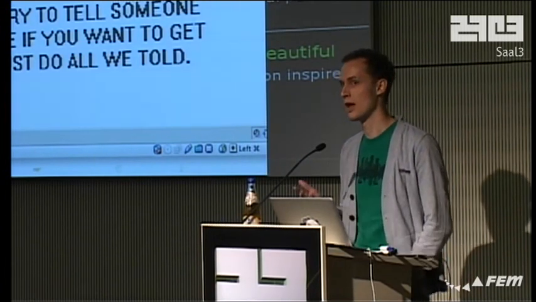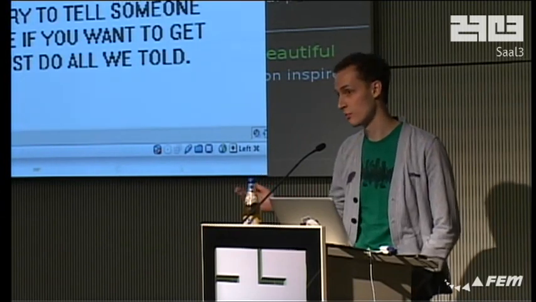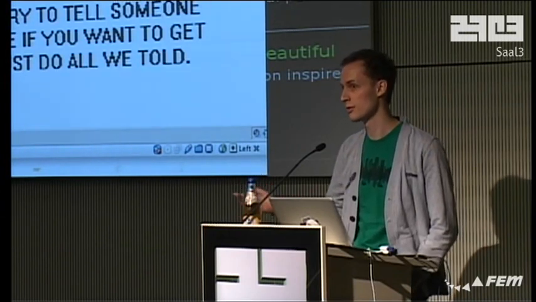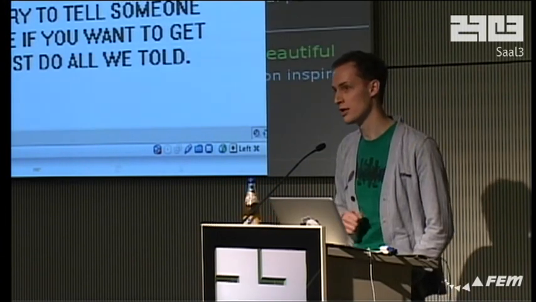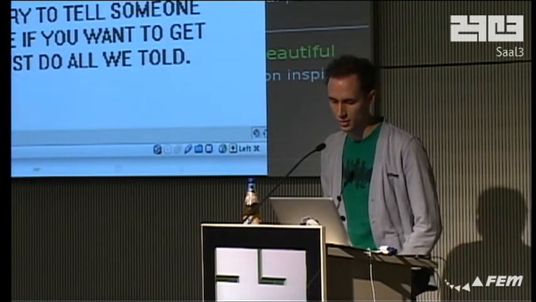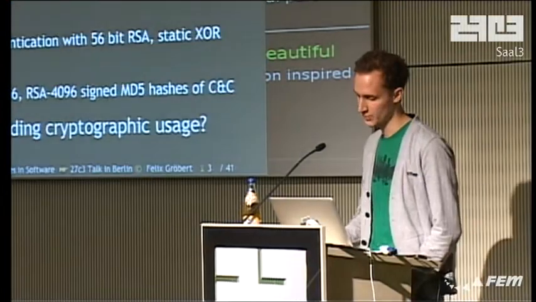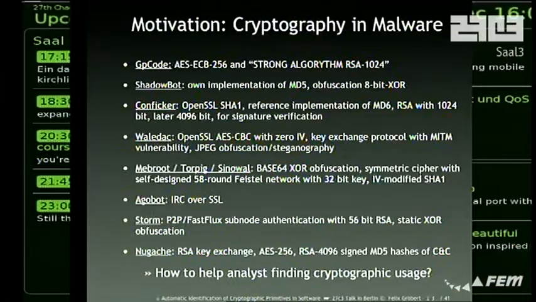Ransomware is malware which wants you to send them money, and if you send them money, you get a cryptographic key and maybe also a tool to decrypt your documents, for example your PDFs and text files. This malware is called GPCode. It uses AES in electronic codebook cipher mode with a 256-bit key and the strong algorithm RSA 1024.